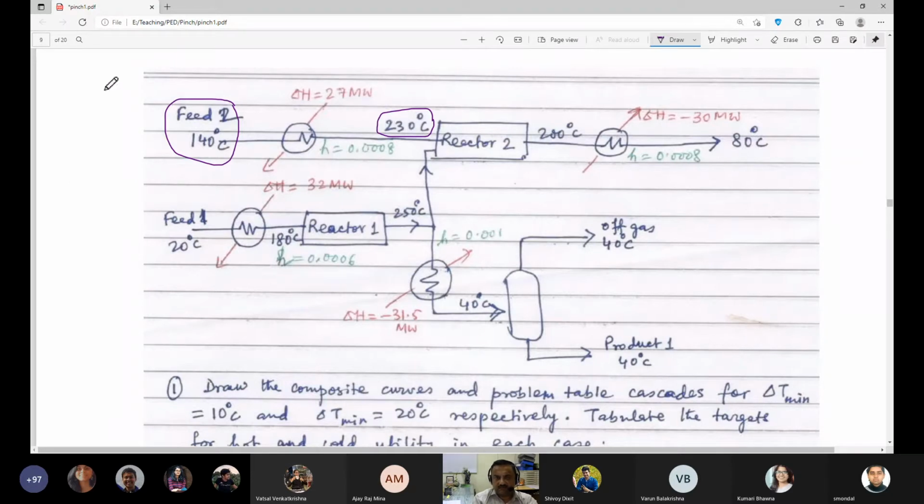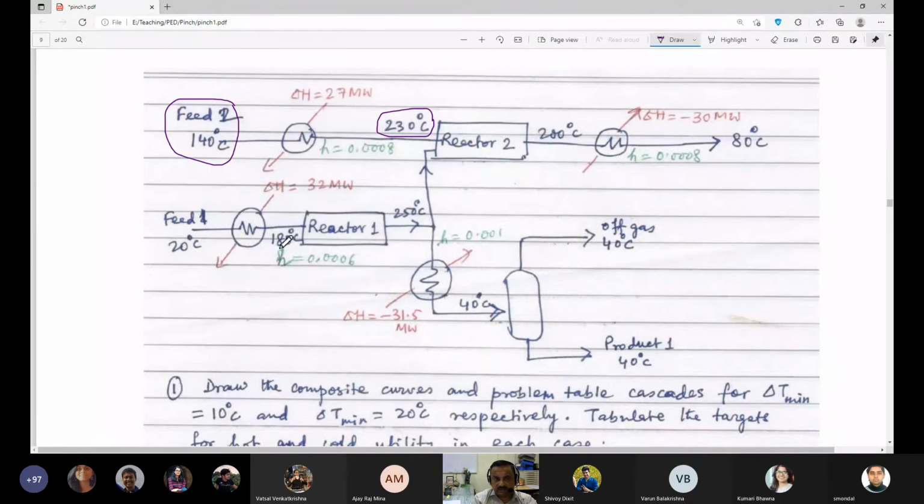So this is the overall schematic. Now you can note here that the delta H values are given. Delta H is 27 MW here. It is plus here and minus here, because here you are adding heat, since you need to increase the temperature from 140 to 230. Here you are removing heat because you are decreasing the temperature from 200 to 80.